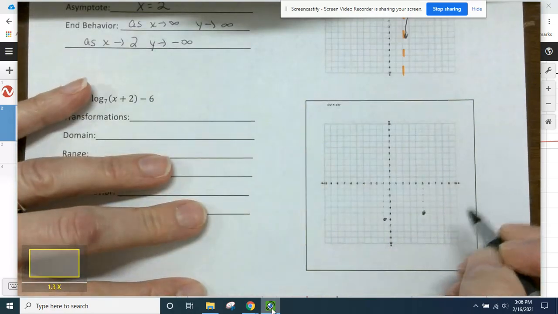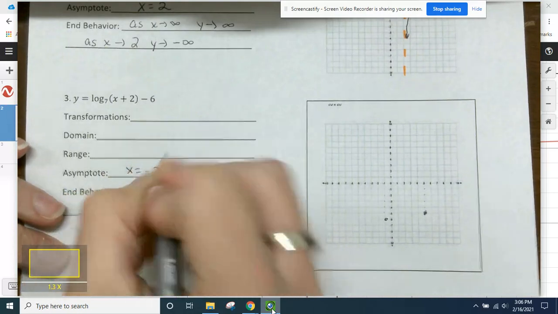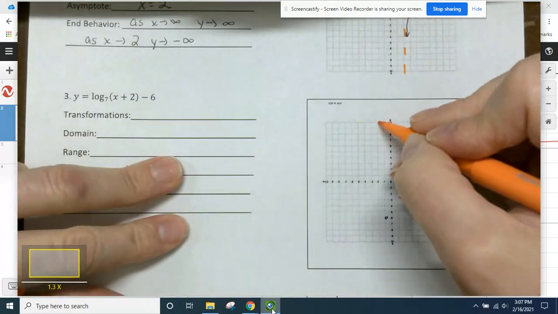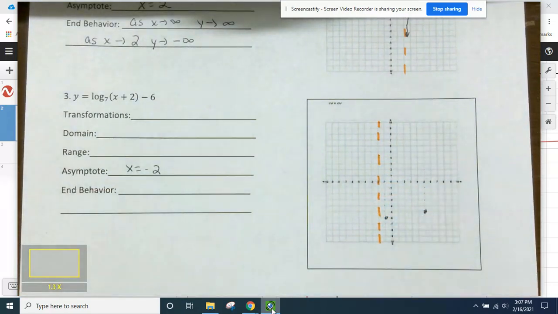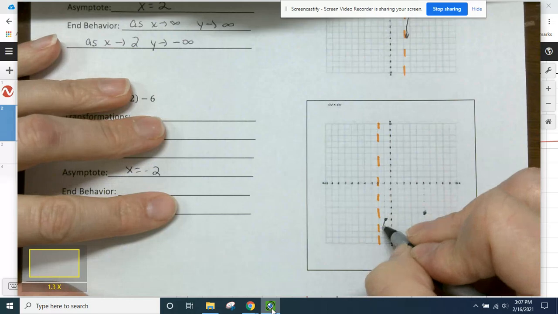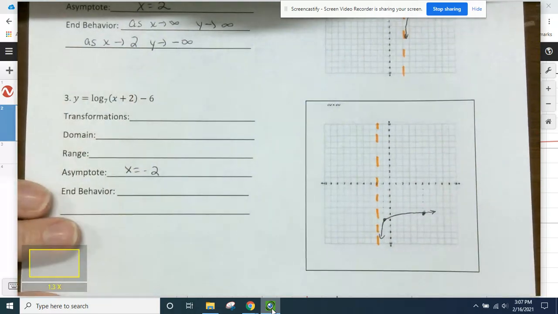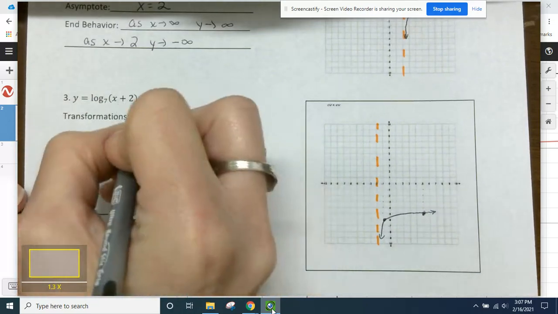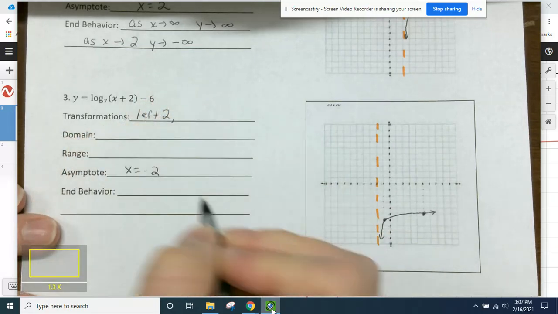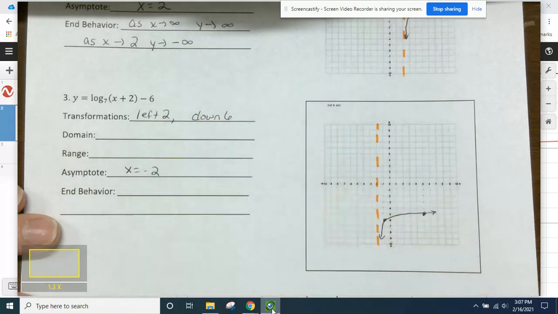We said that our asymptote was at x equals negative 2 by the graph. So our asymptote is x equals negative 2. That's down through here. So our graph comes down like this, and it gets closer and closer to that, and it goes this way, like that. The transformations: since this is a plus 2, that means we move it left 2. Since this is a minus 6, that means it went down 6.